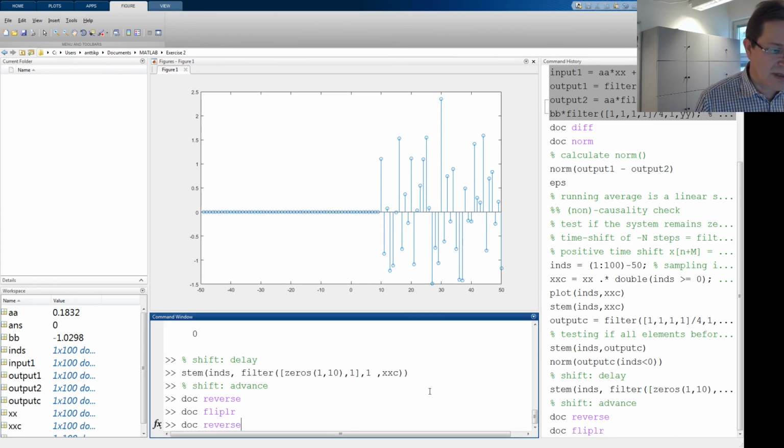So shift, the same thing. We flip the data, and then we flip the data and we flip the output. Flip.